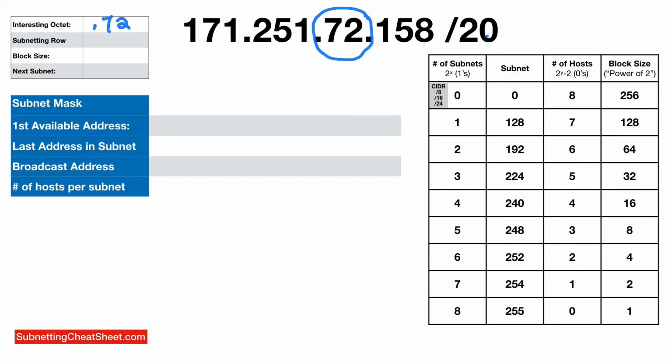Subnetting row. Okay, it's 20. So we start counting at 16: 16, 17, 18, 19, 20. So it's this one, that's row 240. Block size, okay, so we just go over to column 4. And we see it's 16.